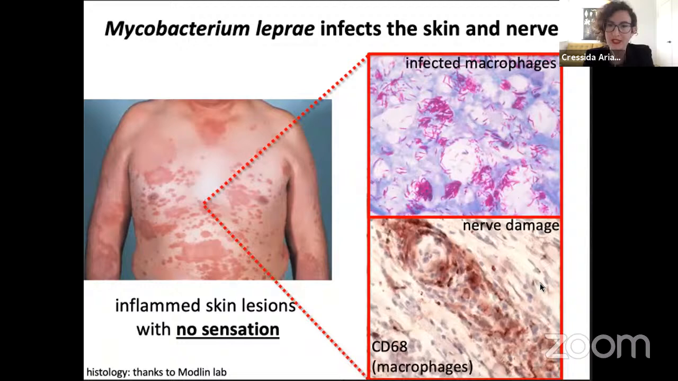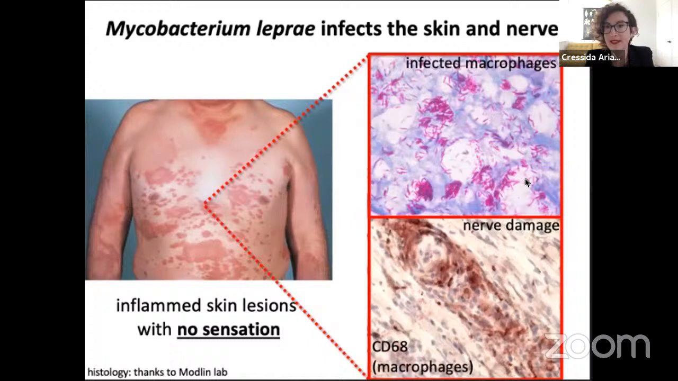Of course, I don't need to introduce this concept to you all. We have many leprosy experts in the audience today. But you'll notice that if you look at biopsies of these inflamed skin lesions, you'll see two things. One is a dense infiltration of macrophages into the skin. And sometimes these macrophages are heavily infected with the M. leprae bacteria, which you can see here and here in pink.